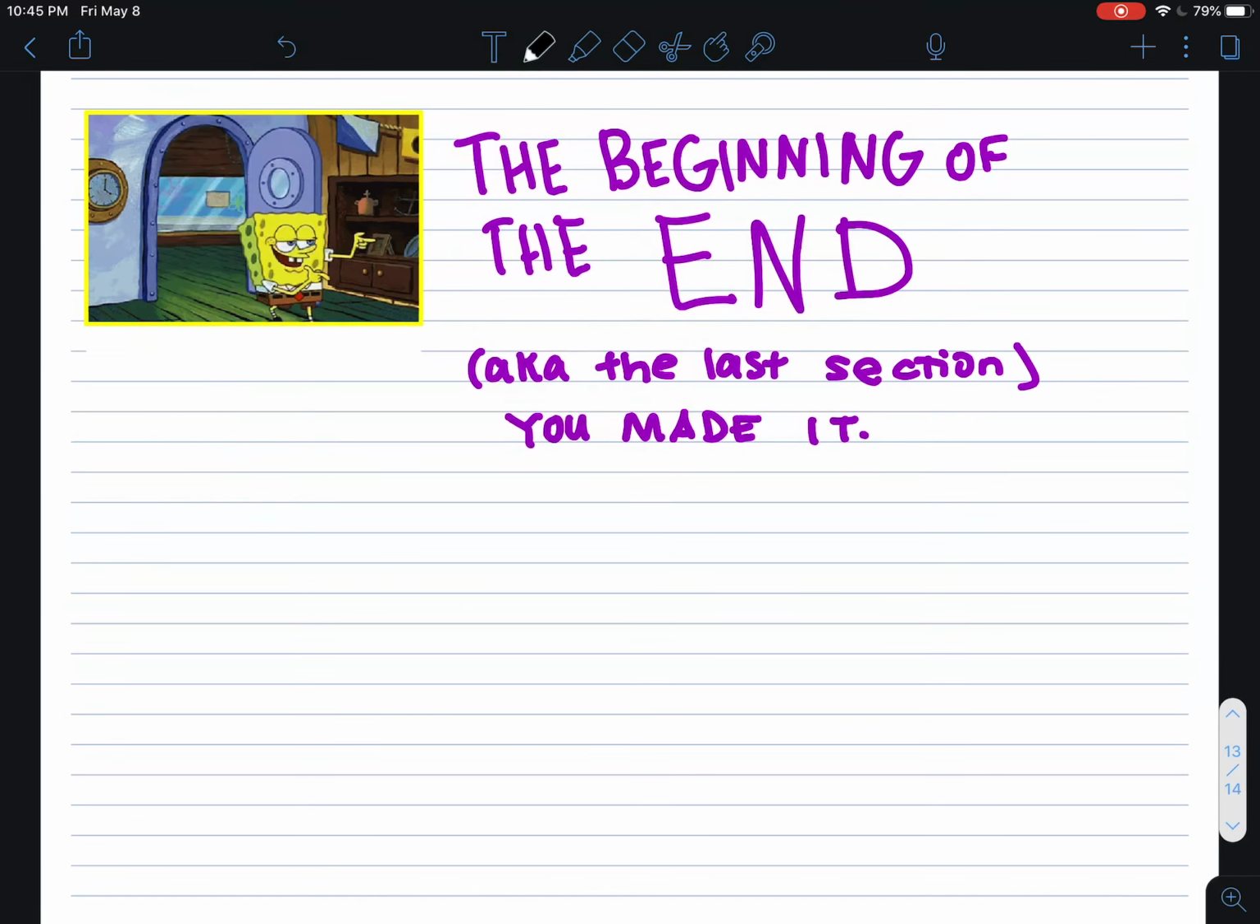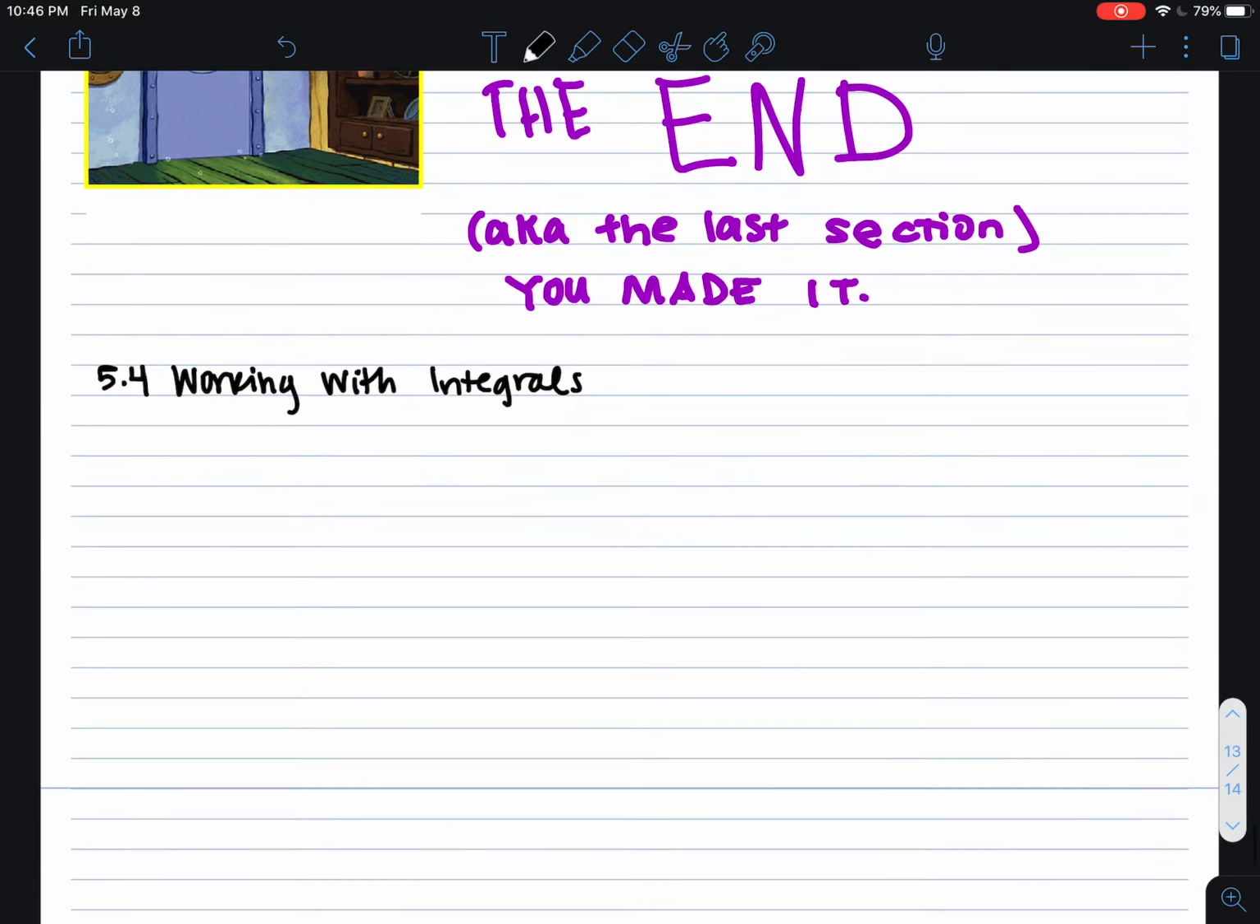Let's dive into it. Get this over with. We are on section 5.4, and it is called Working with Integrals. Okay, so first of all, we're going to talk about integrals of even and odd functions.